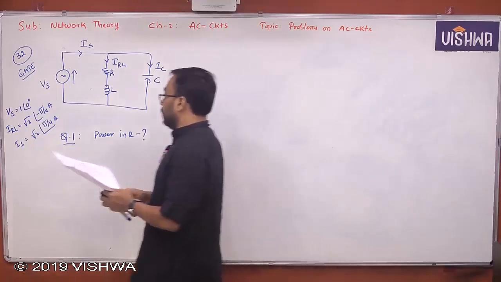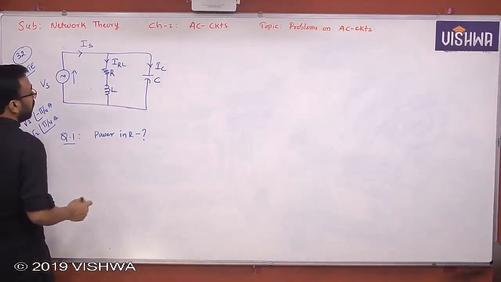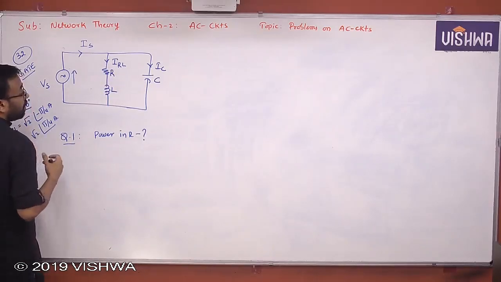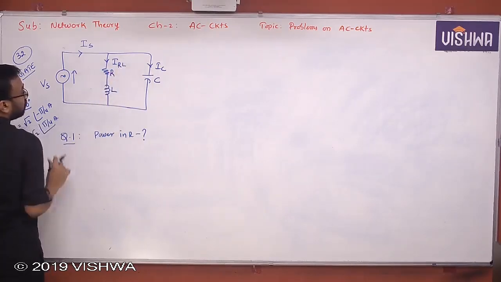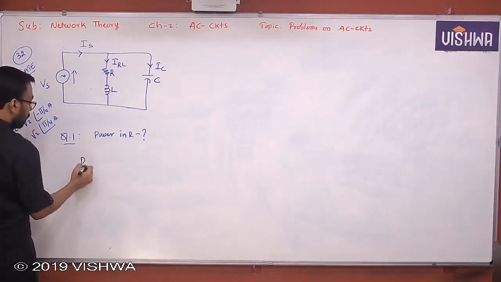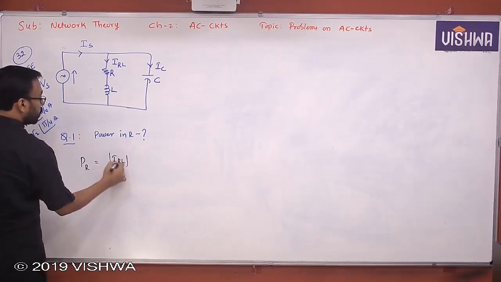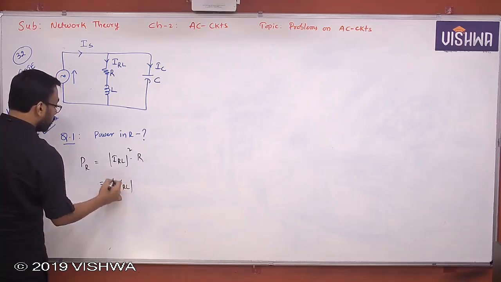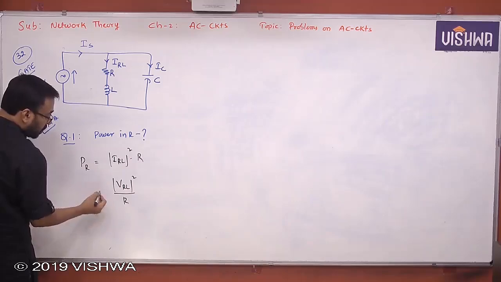Now here, power in R, how much, what is the power? To find the power, you have different formulas. Yes or no? What are the formulas that you can use? One is IRL magnitude square into R. Or else, if you know the voltage, the power in R can be determined: you can use IRL magnitude square into R, or else VRL square by R. So these are the 2 formulas you can apply.